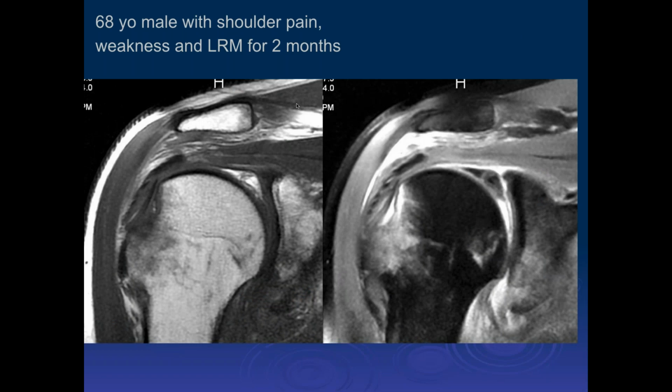Okay. 68-year-old male with shoulder pain, weakness, and limited range of motion for 2 months. And so there is a lot of edema in the greater tuberosity at the attachment of the supraspinatus. There is moderate tendinosis, and looks like maybe there's a Hill-Sachs deformity actually. Okay. Acute and chronic. But this isn't the usual location for Hill-Sachs, is it? Yeah, it should be more posterolateral, right? So it's actually an acute fracture of the greater tuberosity.